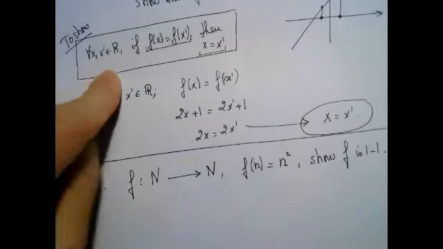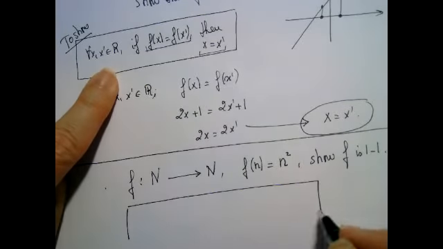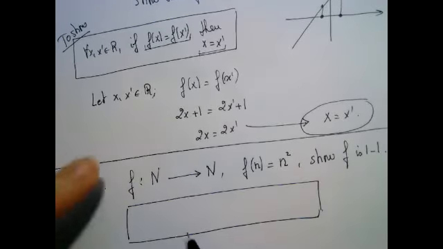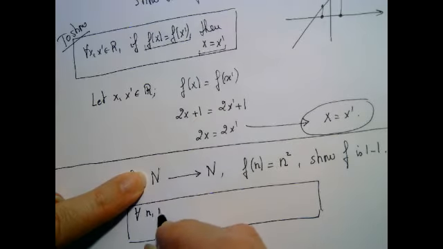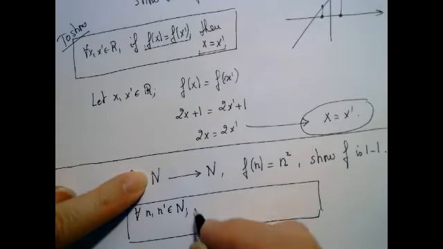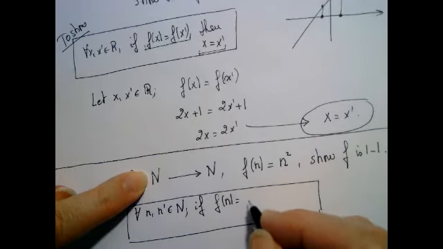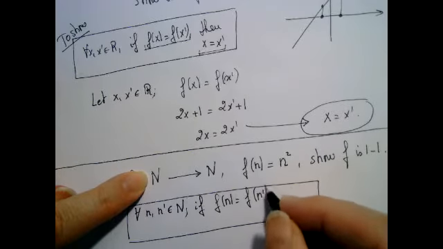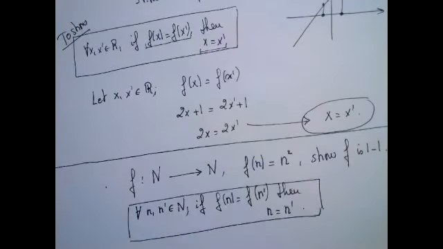Now, what do we have to show? Exactly that. So in the box, I just write what we have to prove. We have to prove that if I take any 2 elements in N, you can call them x, you can call them n, I don't care what you call them, I want to show that if their output is the same, then the input is the same. That's really what I would like to prove.